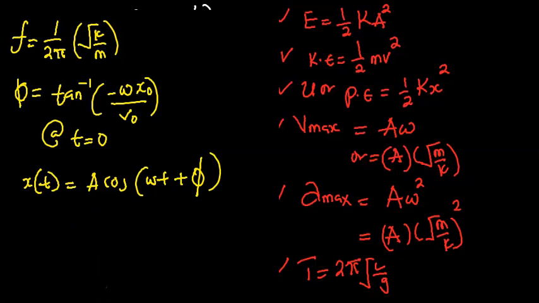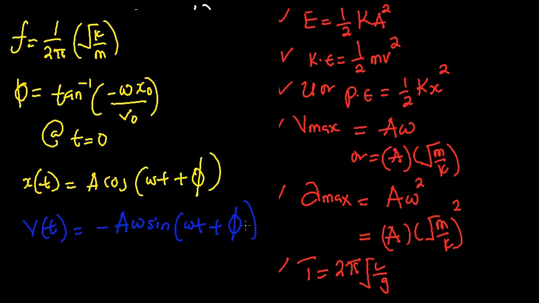Next thing we have on the list is velocity at any time. Velocity at any time is denoted by v of t, which is simply going to be negative A omega sine into bracket of omega t plus phase constant. This formula gives the velocity v of the object at any given time during simple harmonic motion, where A is the amplitude, omega is the angular frequency, and I'm sure you are already familiar with the phase constant.